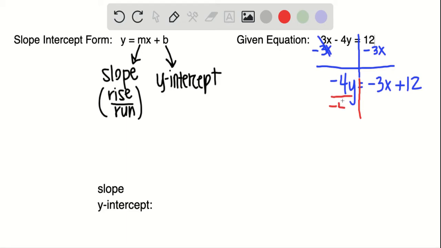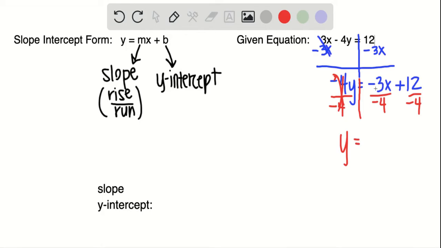Whatever I do to one side of the equation, dividing by negative 4, I will also have to do to the right side. So I'm going to divide everything by negative 4 here. Here's where it's very important to start thinking about your integer rules for multiplying and dividing negatives. On the left side, negative 4y divided by negative 4 will just cancel out to give me y. Perfect, that's what I wanted.